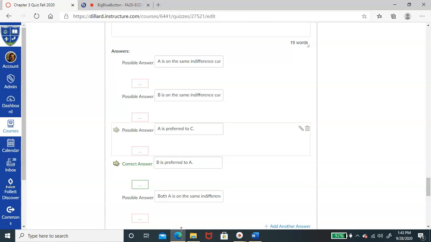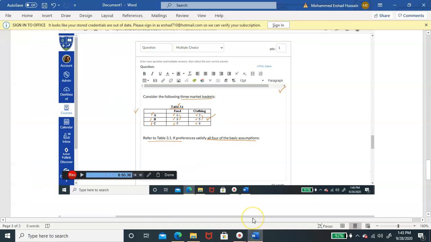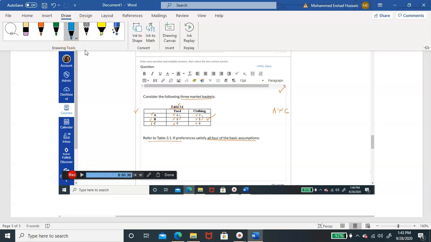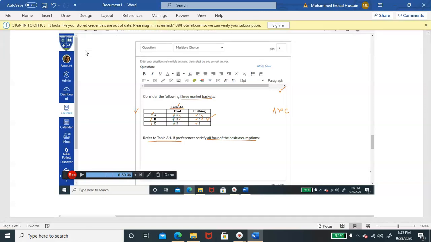So A is preferred to C. Let us examine this one, for example. They are saying A is better than C. Let us compare. A and C: A has 6 food and C has 5 food, right?